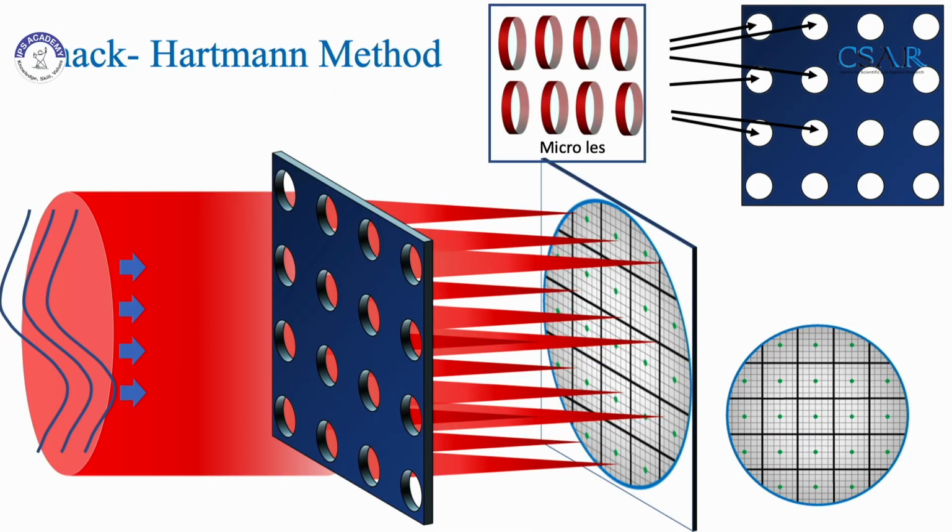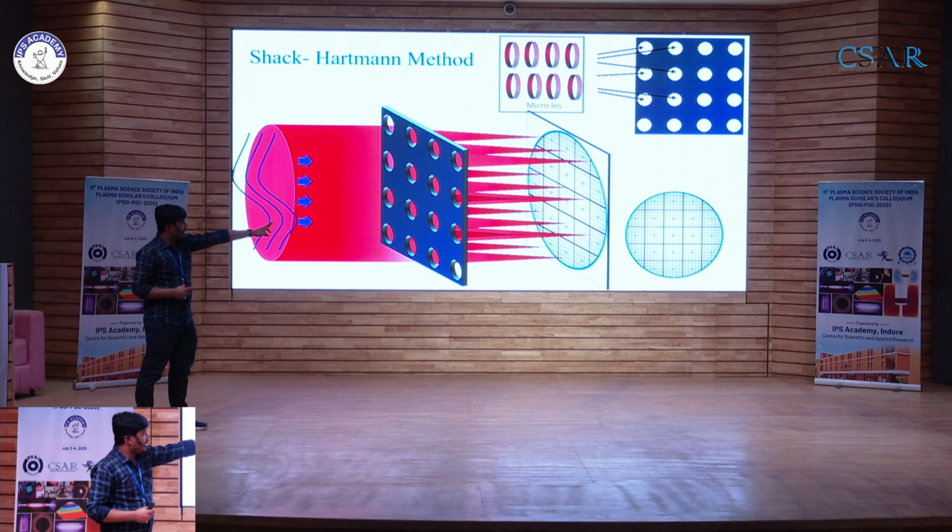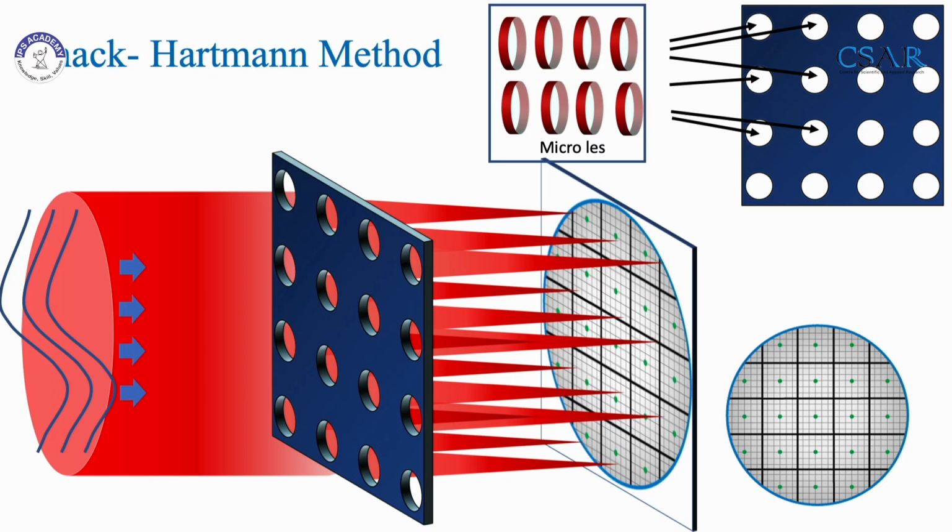So let's say that is the screen. If my wavefront is planar, the focus of each lens will be exactly at the focal point, so it will be at the green dots, let's say. And when your wavefront is curved, say you have a converging beam or a diverging beam, the lenses will focus somewhere else in the focal plane, right?